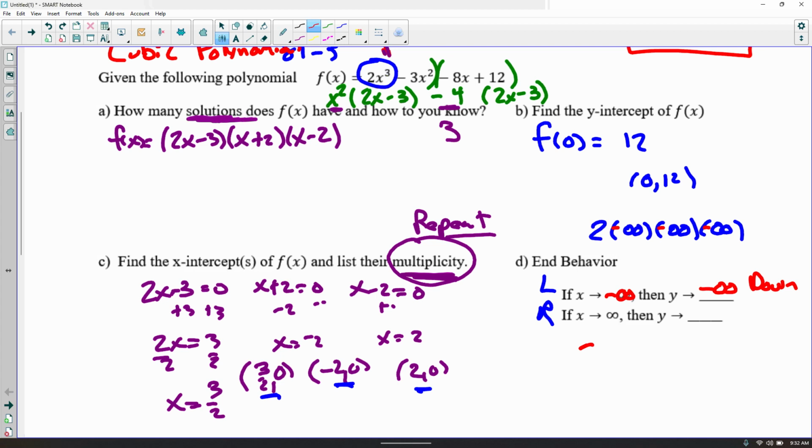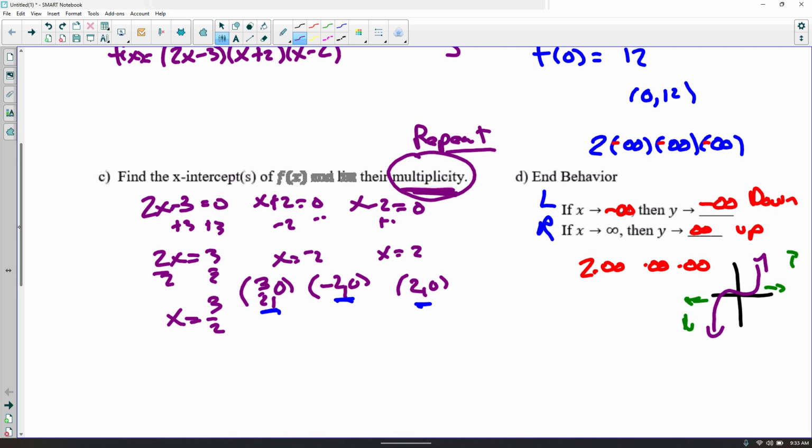As we go right, we're putting it in the same front term, and it would be infinity times infinity times infinity, and 3 infinities would give you infinity, which means we're going up. So in this case here, it's really kind of simple. Here's the roadmap so you can see it. As we go left, we are going down. As we go right, we're going up. So your image should look something like this when you get done. We're starting down and finishing up. This is the end behavior that you're looking for. Down, then up.